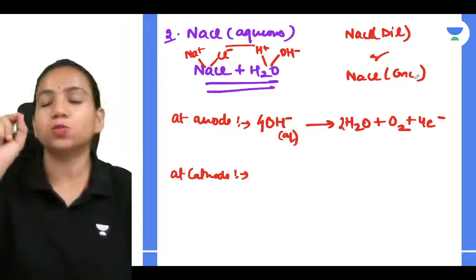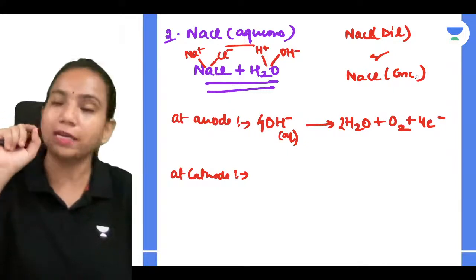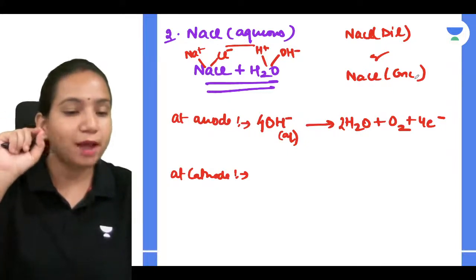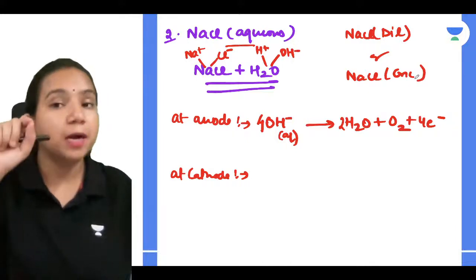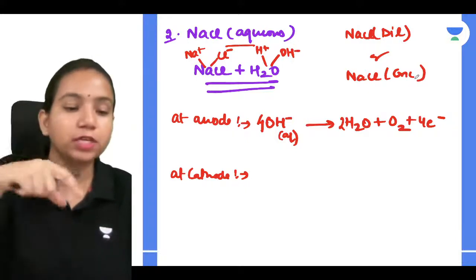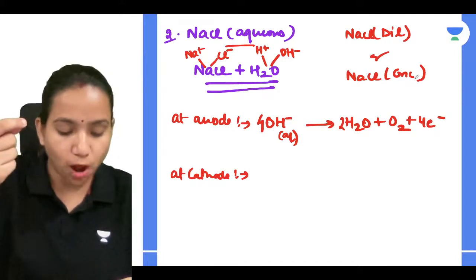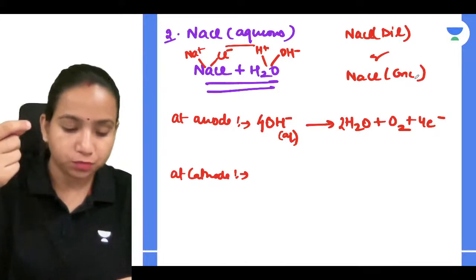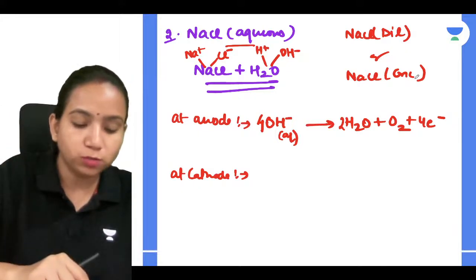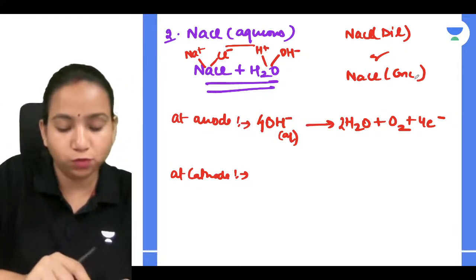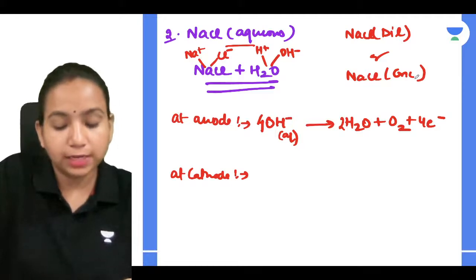So NaCl dilute means what? You are taking less amount of sodium chloride and dissolving in water, right? So you have water and sodium chloride. But if I'm saying NaCl concentrated, you are taking more amount of sodium chloride, and that's how you are getting the product. So let's take the dilute form of it.